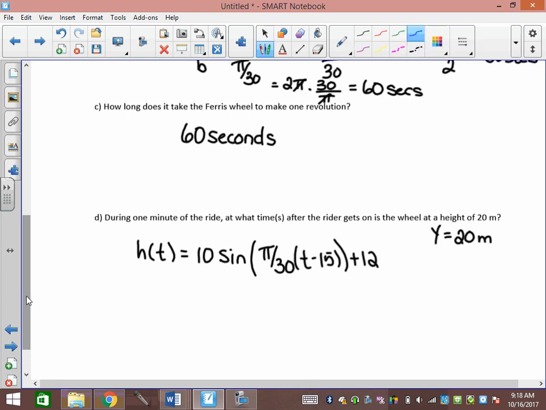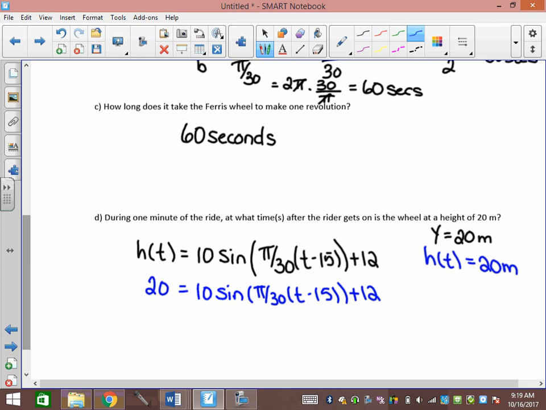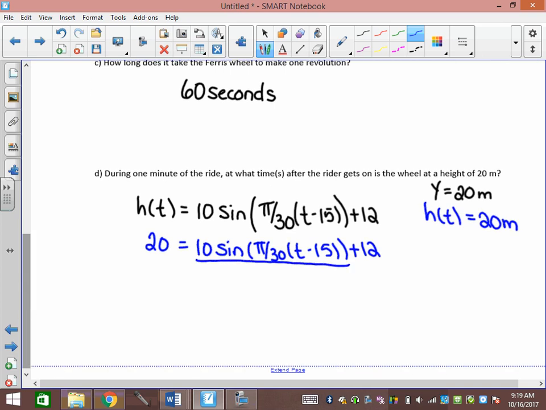So, in for h of t, which is y. And if you don't know which one they gave you, look at the units. The units at the top were meters, right? And then they give me 20 meters, and h of t was in meters, so they gave me h of t, right? So we have 20 equals 10 sine pi over 30 t minus 15 plus 12. So technically, this is all attached together, correct? So what's the first thing I need to move? 12. I'm minusing it.